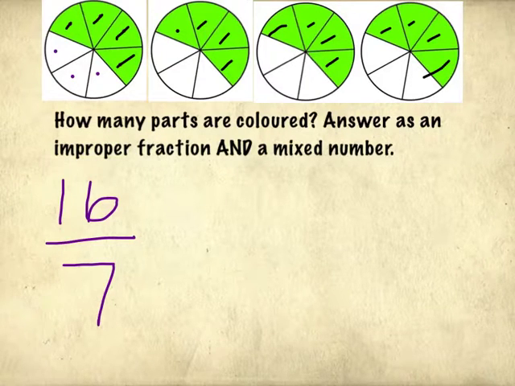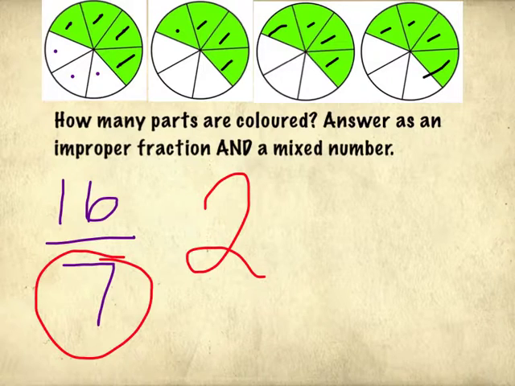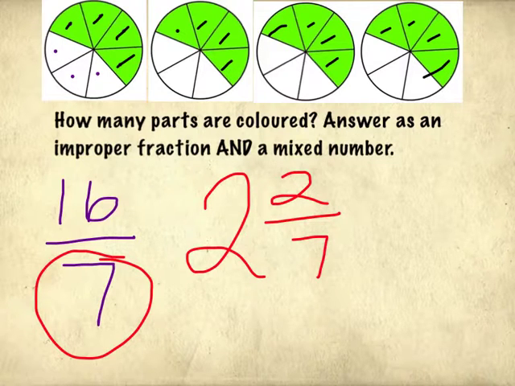Now, to move on and write that as a mixed number, I have a couple of choices. First of all, I could work with the picture and move it around and see how many wholes I can make. Much easier way, though, is to realize that there's 7 parts in each whole. 16 are colored in. So how many times can 7 go into 16? Twice. That will give me 14. There will be 2 pieces left over that are colored in. So my mixed number is 2 and 2/7.